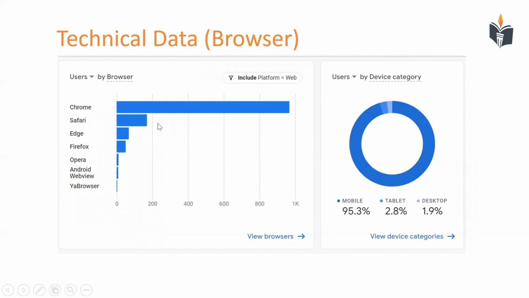Then you can also know which browser they are using and what the device category is. So here you can see that maximum people are coming from mobile on an Android device and using the Chrome browser. So you can optimize your website on this basis, and you can also run the testing of your website mostly using this platform.